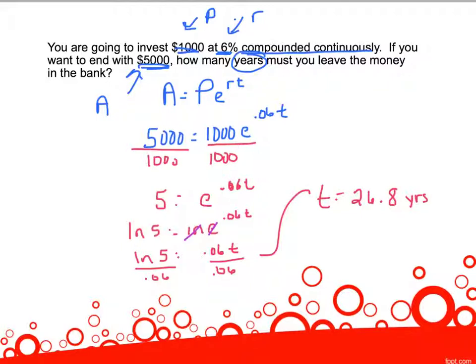So if I started at $1,000 and wanted to get to $5,000 at 6%, I'm going to have to leave that money in the bank for almost 27 years for that to happen.